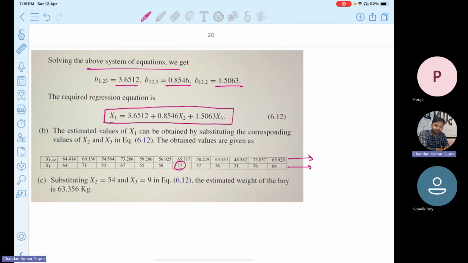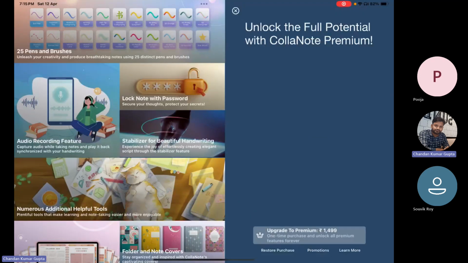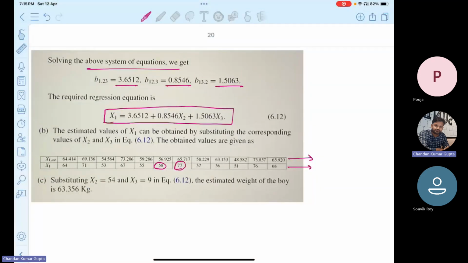And here also, the value is 58, and the estimate is 56.925. So at some points there is some distance between the estimated value and the actual value. But with some other numbers, there is very little difference between them. Okay, so this may happen, and this is the error actually.